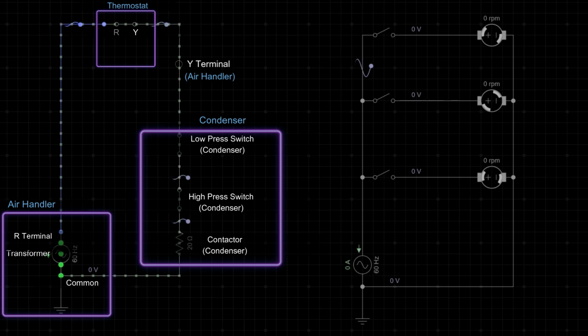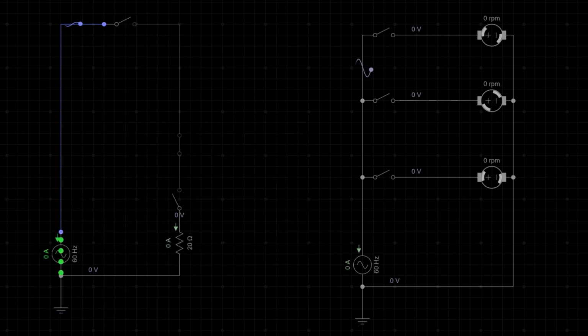Now, if we have a low pressure situation on our refrigerant and that switch opens the circuit, you can see the whole circuit dies. So our whole entire cooling system shuts down. Same thing for the high pressure switch. If that opens, the whole circuit dies.